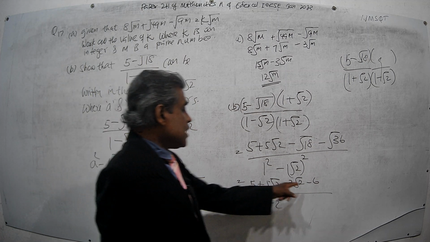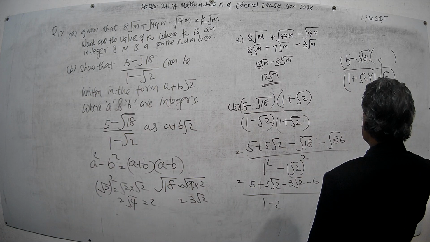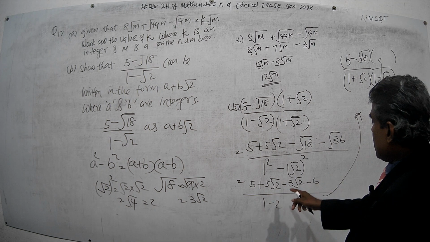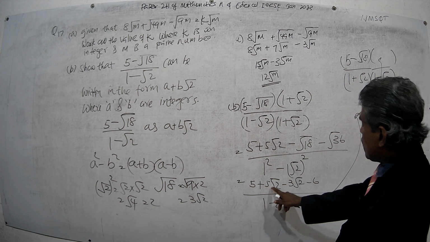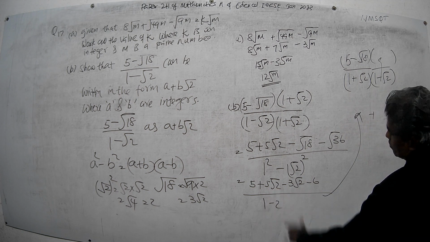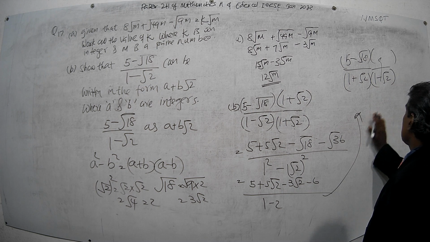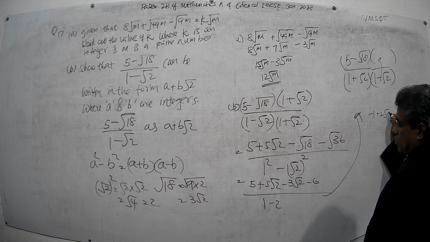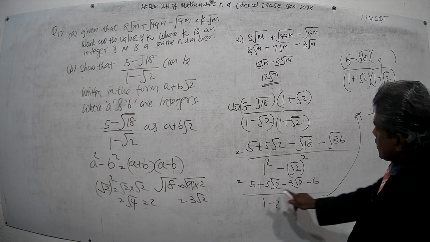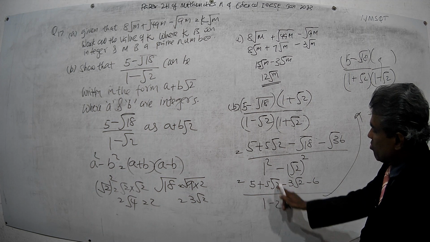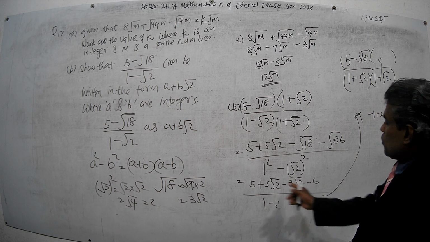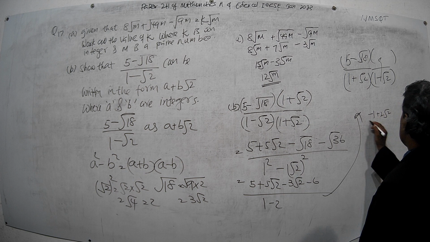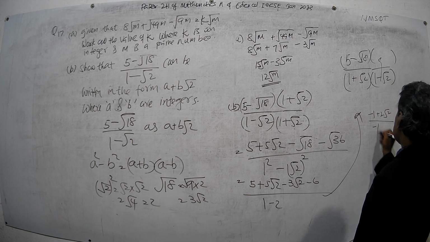Now, 5 minus 6 is how much? I'll write here: 5 minus 6 is minus 1. Then 5 root 2 minus 3 root 2. They are like surds, so they can be subtracted. 5 minus 3 is 2, because the surd factors are equal, root 2 and root 2. So we get 2 root 2 on top, then at the bottom you get 1 minus 2, which is minus 1.